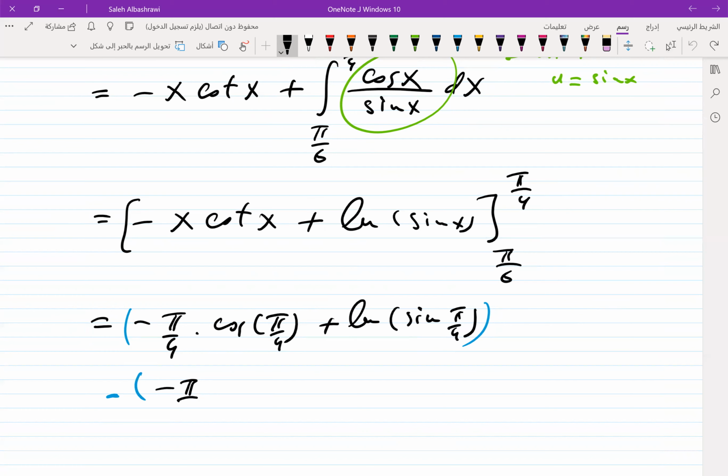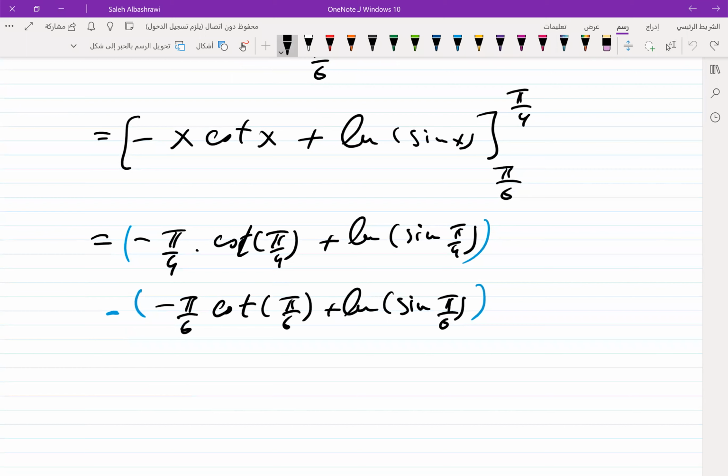Is minus pi over 6 tangent plus ln sine pi over 6. You can use the calculator to find the value for this one.